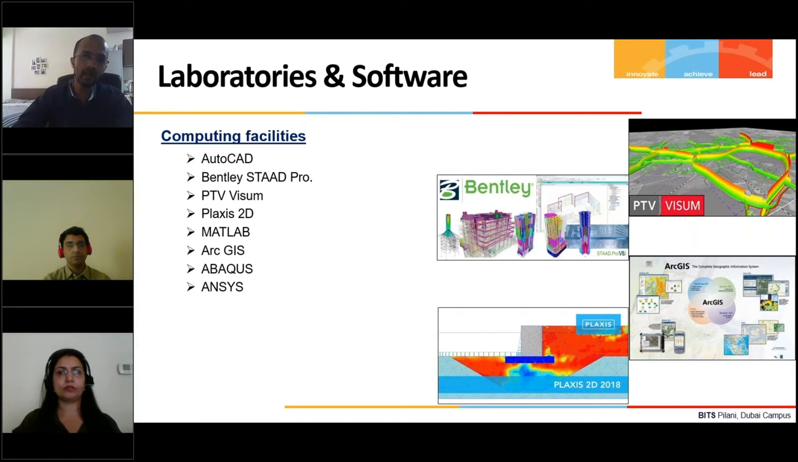This is very much required for the industry as well, because they seek the knowledge and students are already equipped with it when they are doing the courses itself. Next slide, please.